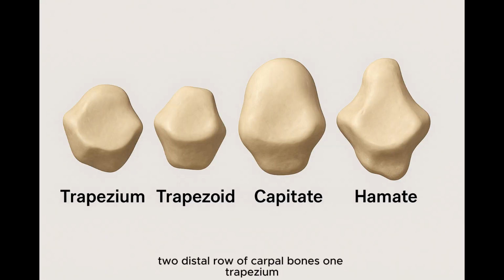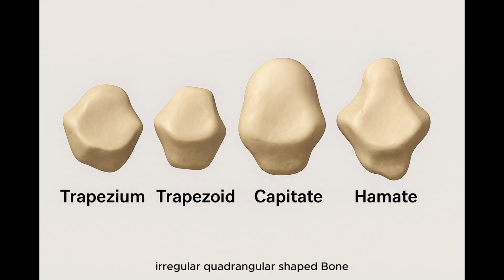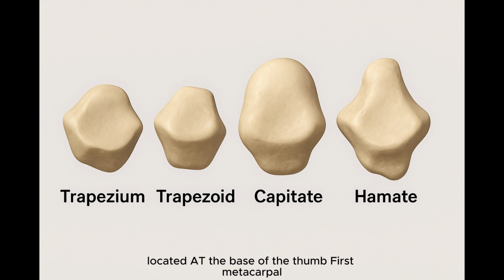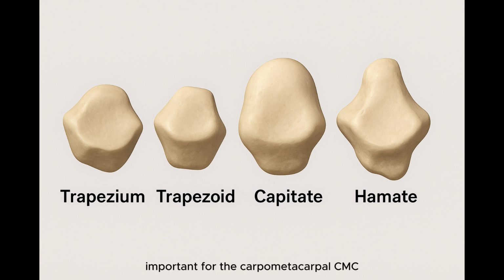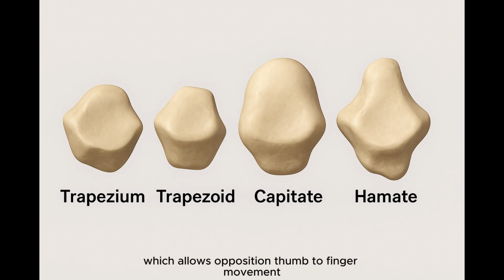Distal row of carpal bones. 1. Trapezium. Irregular quadrilateral-shaped bone. Located at the base of the thumb, first metacarpal. Important for the carpometacarpal, CMC, joint of the thumb, which allows opposition, thumb-to-finger movement.